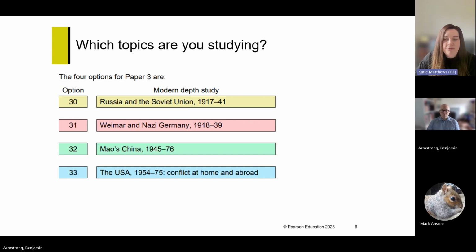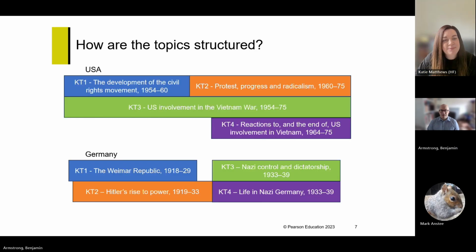So how are each of the different topics structured then, Ben, across the paper? Well, this paper is a little different to the period study that you'll have done for paper 2. And we've tried to show it on the screen. The key difference is that this topic is not purely chronological. What we mean by that is that you won't be learning about topics that all happen one after another. Some of the topics you'll learn about happen at the same time as other key topics.